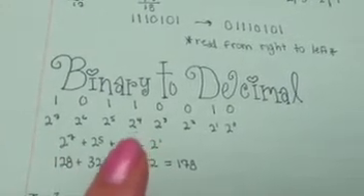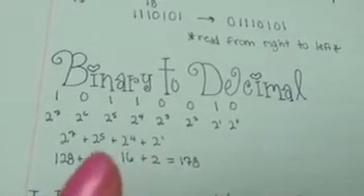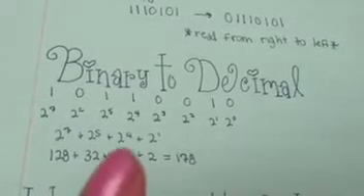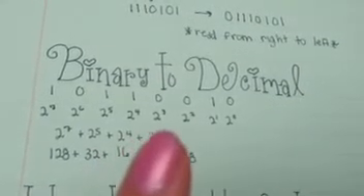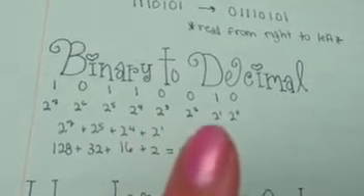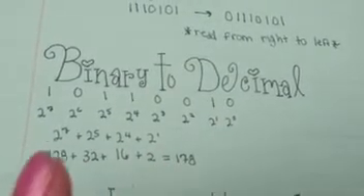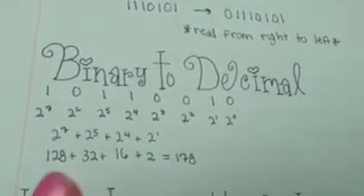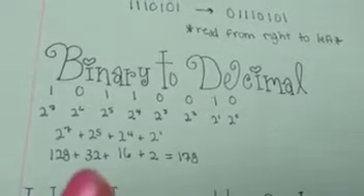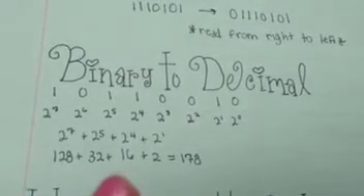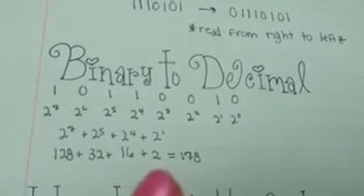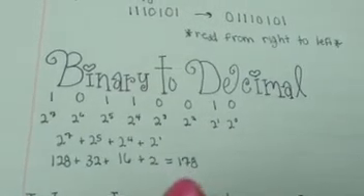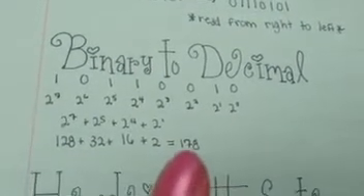2 to the 4th has a 1 in it, so we're going to take 2 to the 5th plus 2 to the 4th, and we skip 2 to the 3rd and 2 to the 2nd, and we just take 2 to the 1, and we add all those up. 2 to the 7th, that's 128, plus 2 to the 5th, 32, plus 2 to the 4th, 16, plus 2 to the 1st, which is 2, which equals 178, and that is our decimal number.